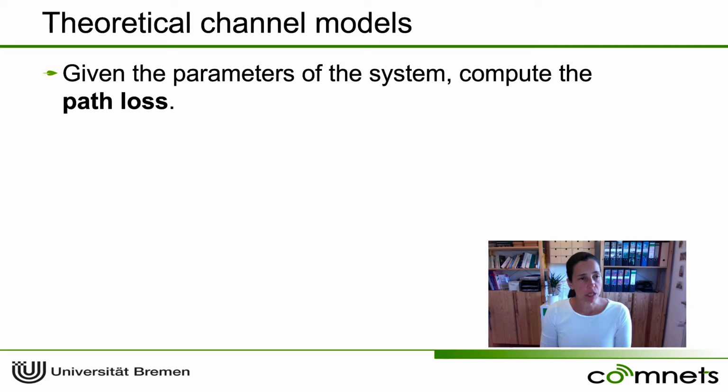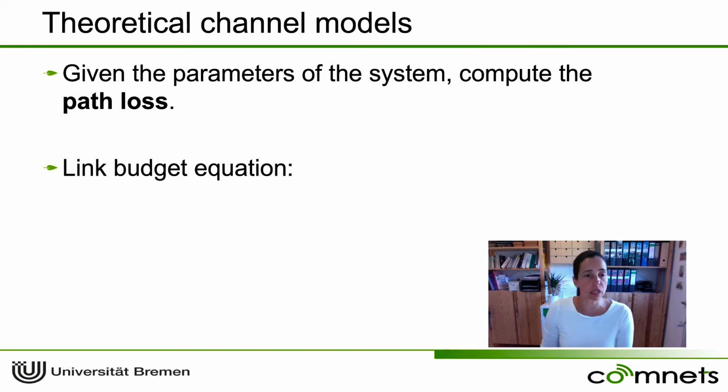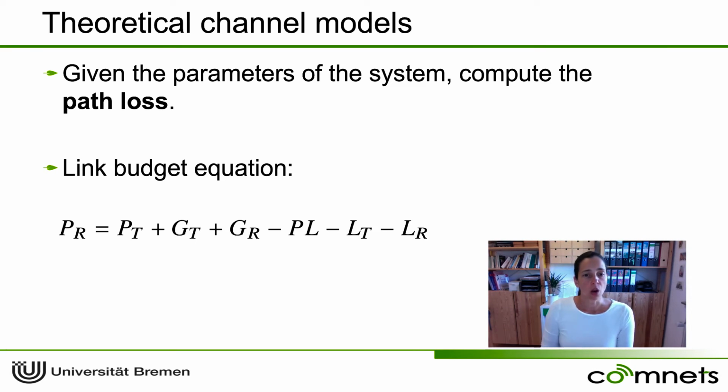And they're summed up together in order to say what is actually the difference between the power of the transmission and the power at the reception. So this connection is given to us by the so-called link budget equation, which combines all of these things together.